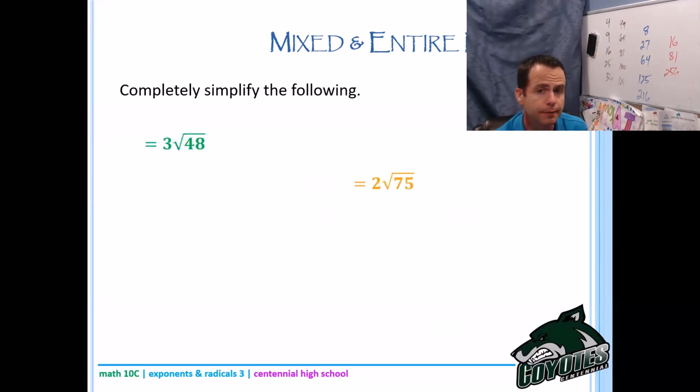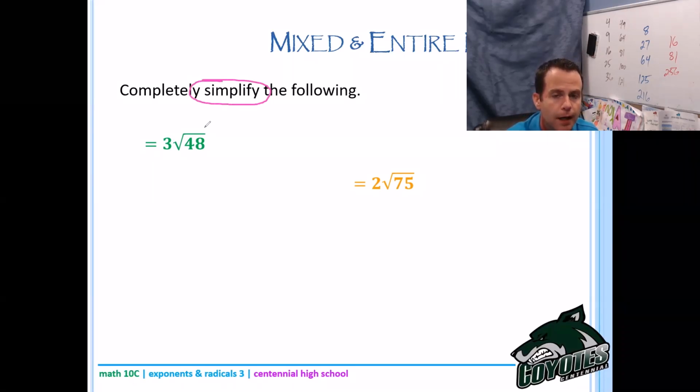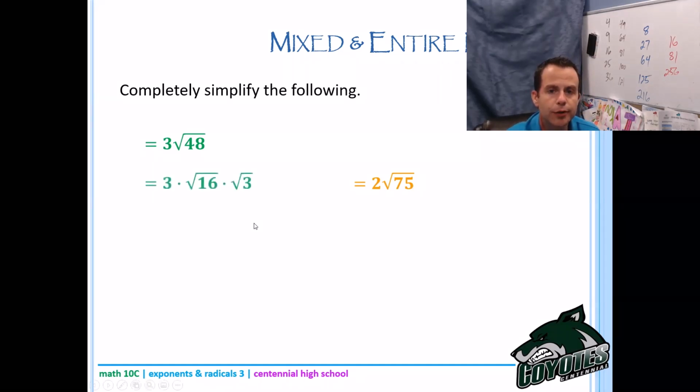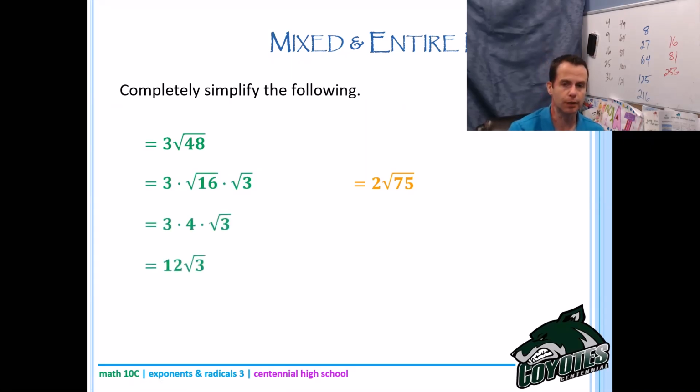Again, we're still simplifying. So the number in the front is just along for the ride at the moment. If you are asked to simplify, the number under the root has to become as small as possible. So I'm looking at the root of 48. I know that's 16 times 3. I forgot to put my mouse back on, sorry. That's 16 times 3. And then the root of 16 is 4. So I end up with 3 times 4, which is 12. Final answer, 12 root 3.